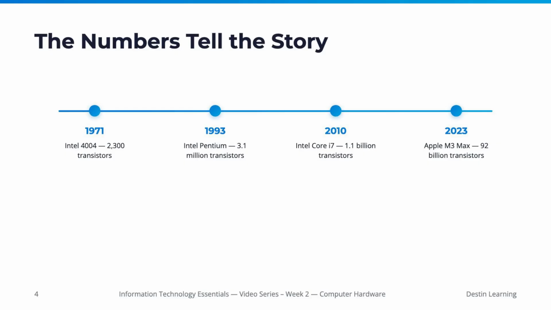In 1971, the Intel 4004 processor debuted with approximately 2,300 transistors. By 1993, the Intel Pentium expanded that count to 3.1 million. By 2010, the Intel Core i7 surpassed 1.1 billion. And by 2023, high-performance silicon like Apple's M3 Max reached an extraordinary 92 billion transistors. This sustained doubling trajectory defined the rapid evolution of technology over 5 decades.